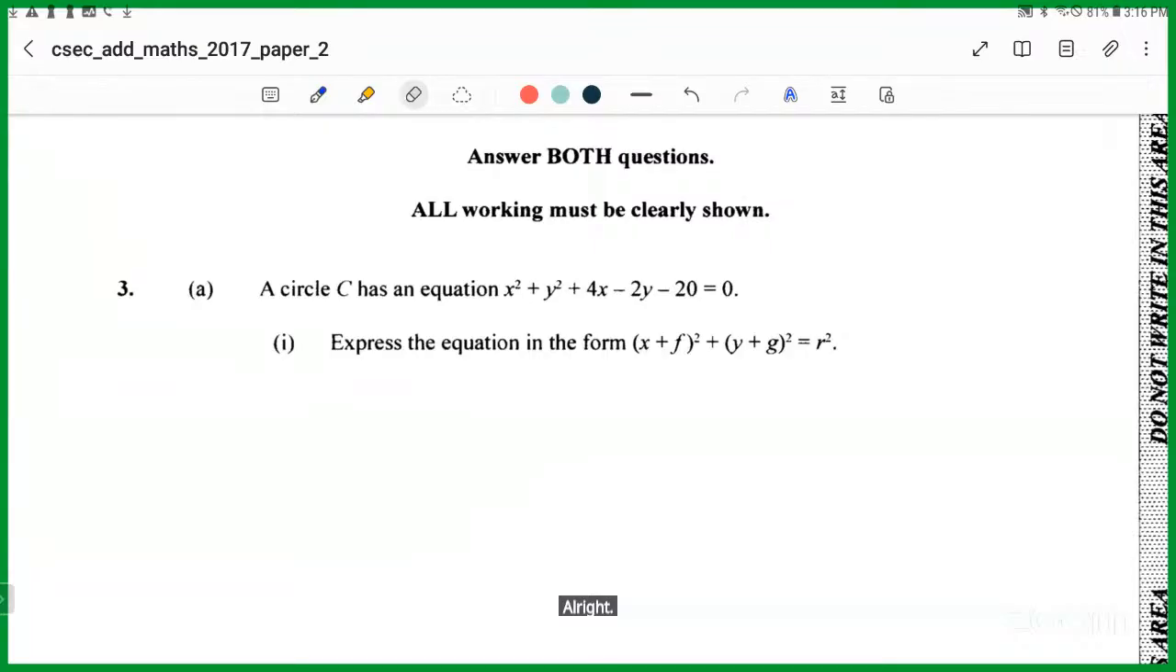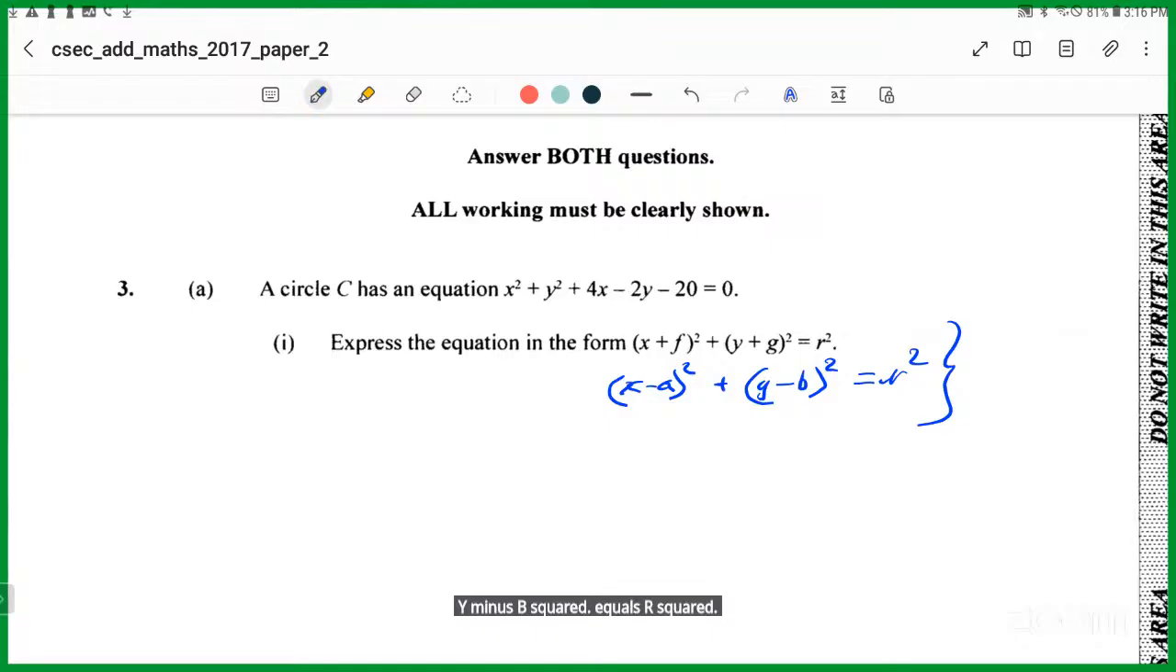This question says a circle has an equation. This is the equation. I want us to express it in this form. Instead of using this, I'm going to use x minus a squared plus y minus b squared equals r squared. In that case, the center is (a, b) and r is the radius.